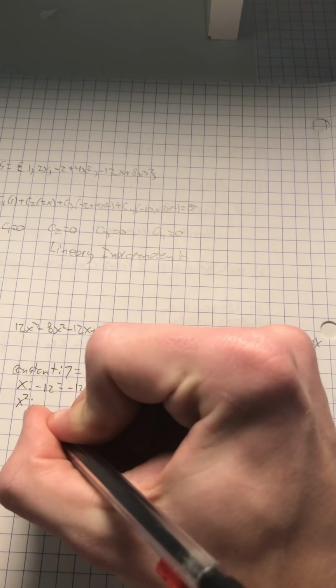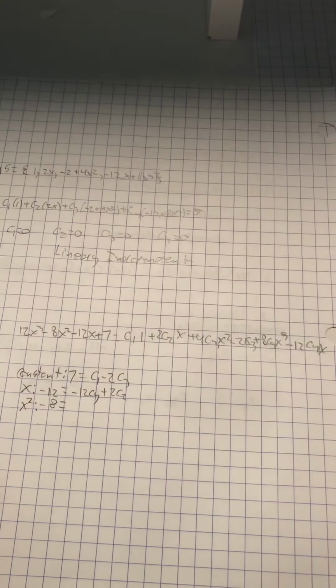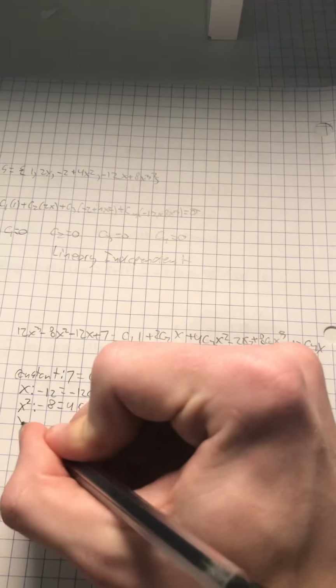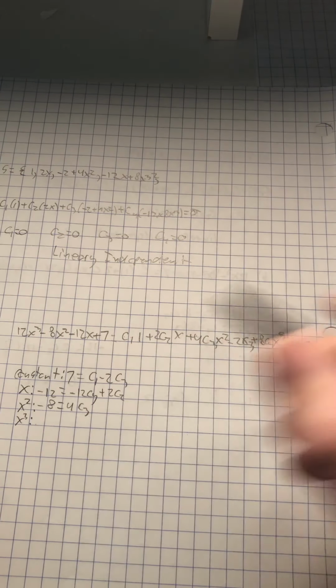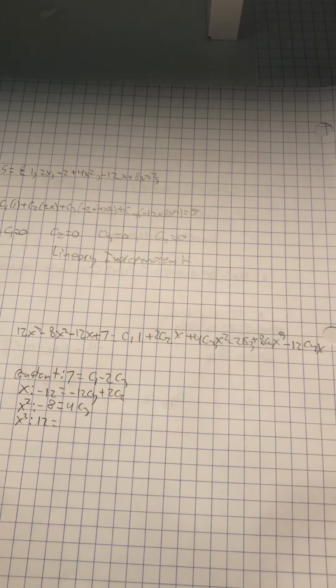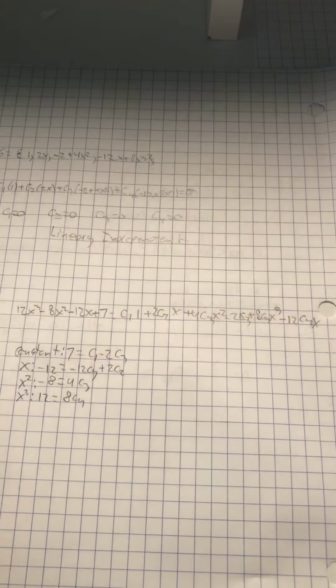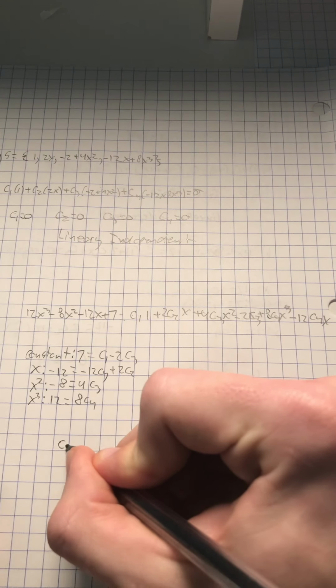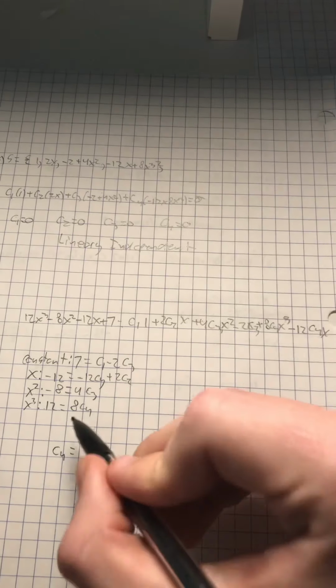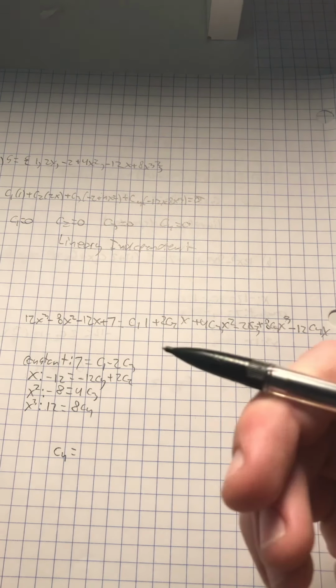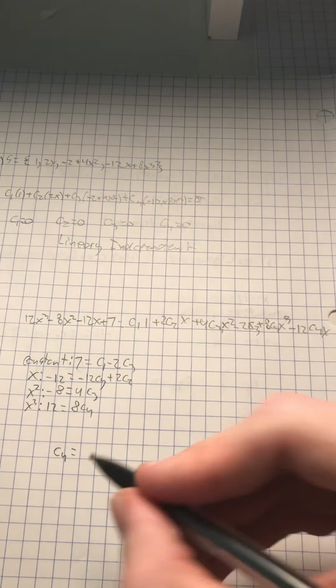Now let's go for x squared. Our x squared is negative 8, and negative 8 is going to be equal to 4c3. And that's the only one there. And our x cubed is 12 over here, and just 8c4. So we'll notice that c4 is given, well, not given, but we just have to divide by 8. So we just automatically know that C4 is 3 over 2.